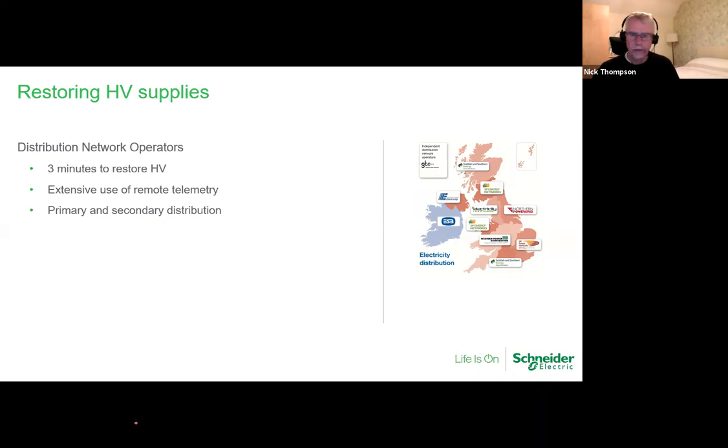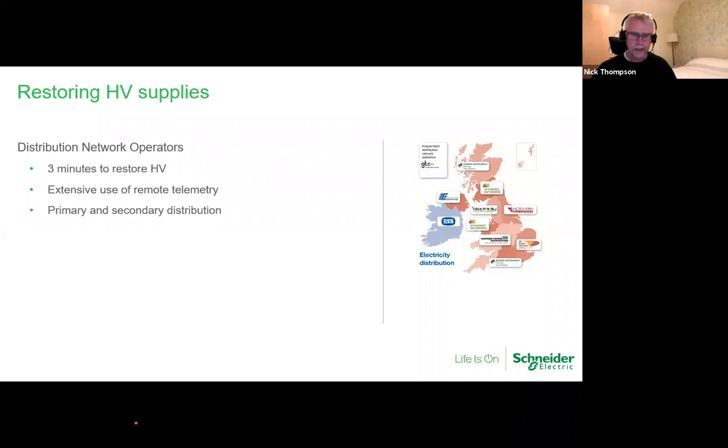But the HV network, certainly in England, Scotland and Wales, is very, very much smart. They have RTUs, remote terminal units, on most of their ring main units, and certainly in their primary distribution substations. This is 11 kV, 33 kV and 132 kV. So you can see the map there of the UK with our DNOs.